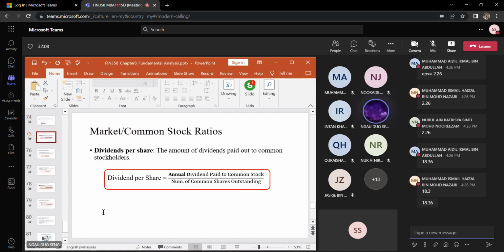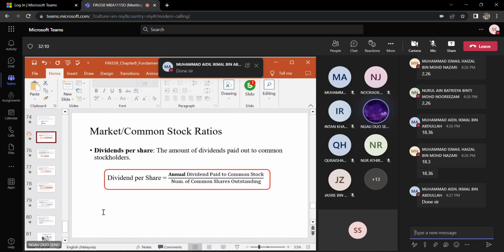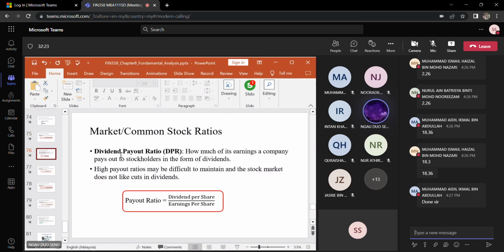Next, we have dividend per share. This is the amount of dividend paid out to common stockholders. We have the formula: annual dividend divided by number of common shares outstanding. So we have dividend payout ratio. It shows how much of its earnings the company pays out to stockholders in the form of dividend. A high payout ratio may be difficult to maintain, and the stock market does not like a cut in dividend.